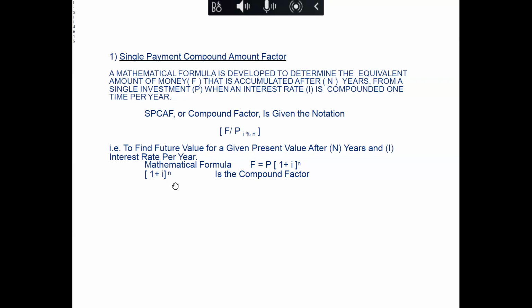We have pleasure going into the mathematical aspects. So I want you to understand it. There are two ways to solve any of these problems. The first is what we call single payment compound amount.